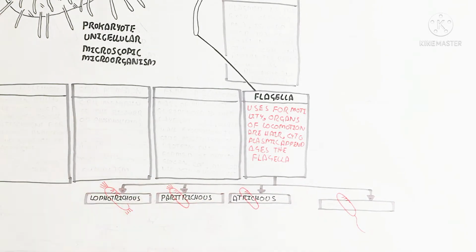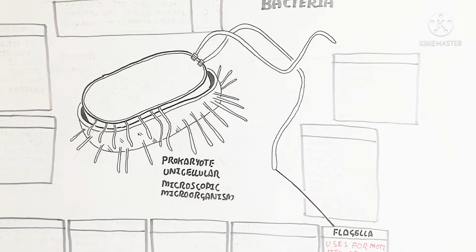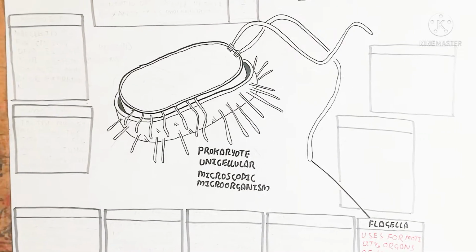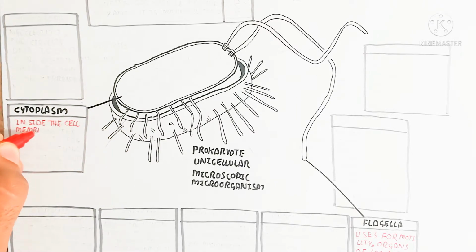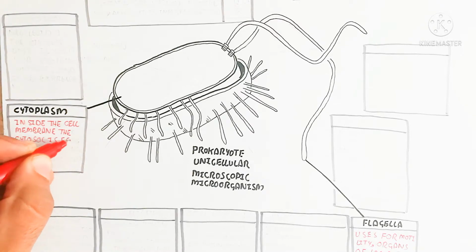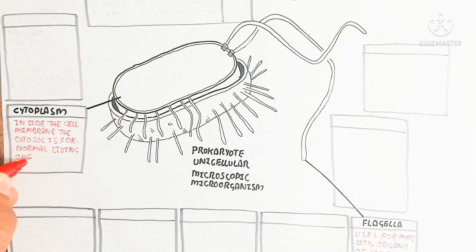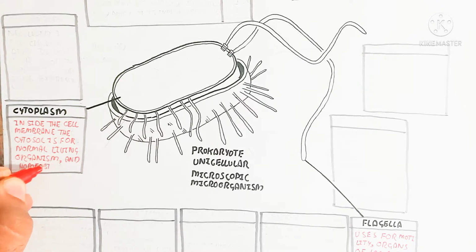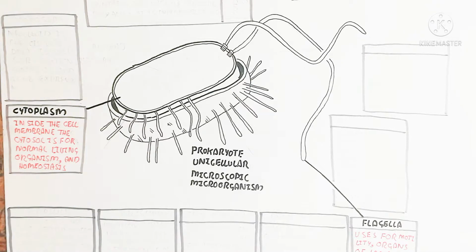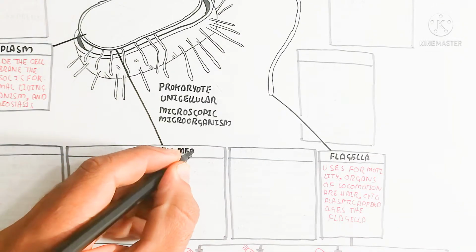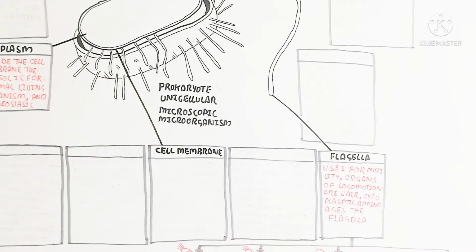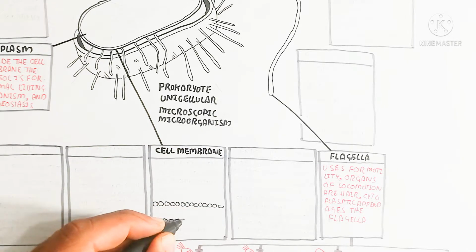Peritrichous means the whole body is covered with flagella. Here is the cytoplasm. Cytoplasm means the inside of the cell membrane. The cytosol is for the normal living organism, and for homeostasis. So the cytoplasm makes the living organism possible. Without cytoplasm, no life of the cell will be possible.